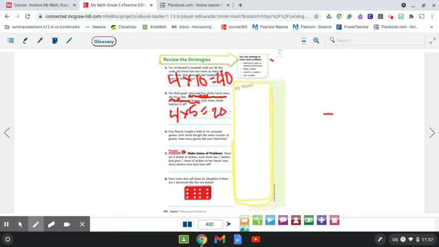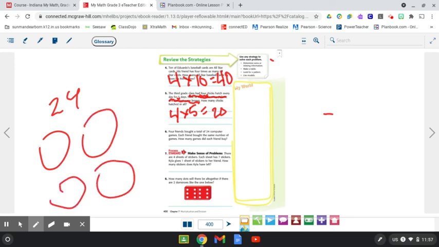All right, number 6. 4 friends bought a total of 24 computer games. Each friend bought the same number of games. How many games did each friend buy? Okay. So we know we have 24, and we need to put it into 4 equal groups until we run out. Okay, so I'm going to give each one 1, and I'm going to count until I get to 24.